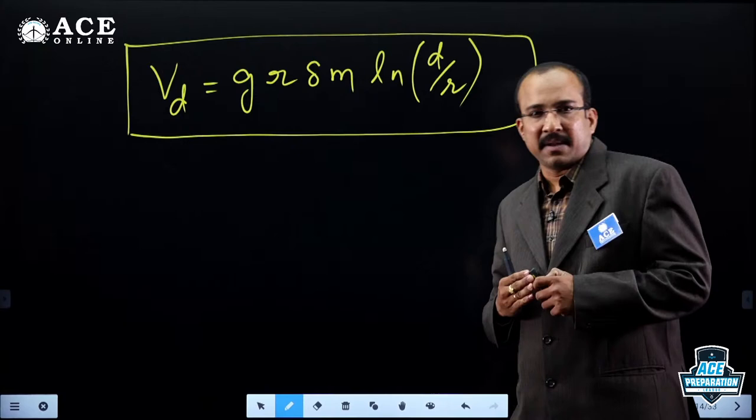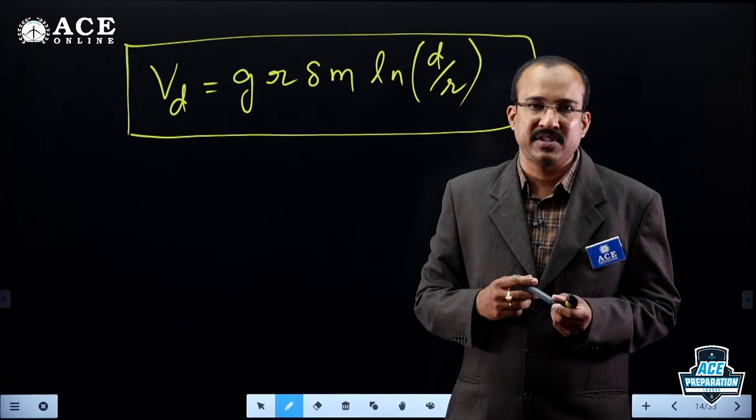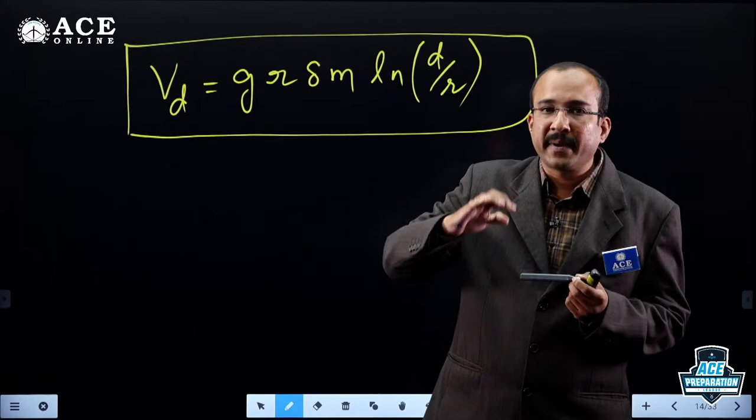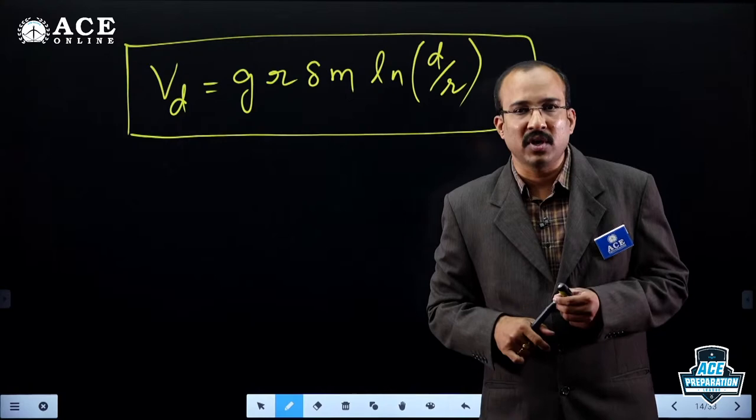Generally there may be an objective type question asked. When will the corona initiate, when Vd is less than Vp or greater than Vp? When the operating voltage is more than Vd, there will be a chance of occurrence of corona.